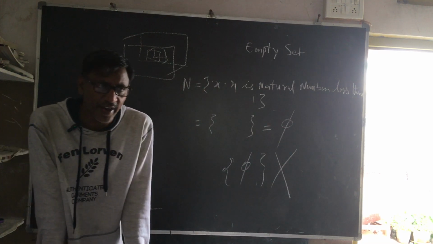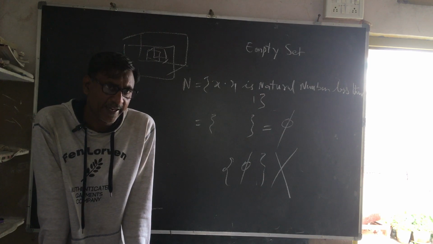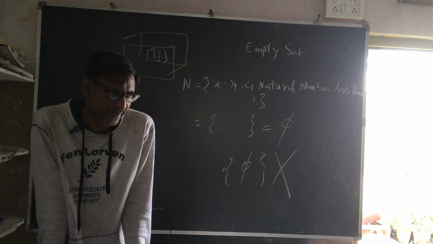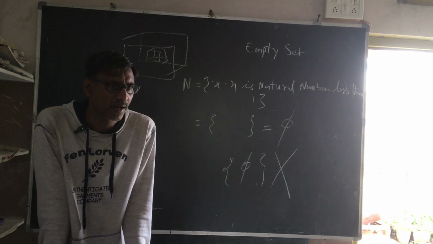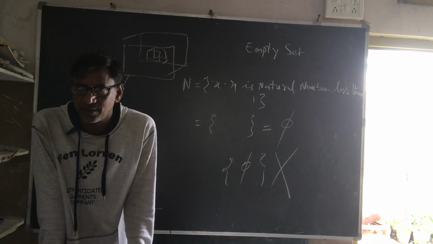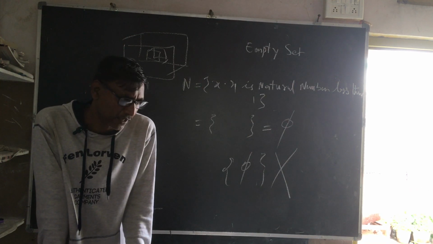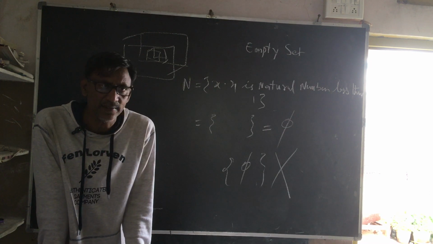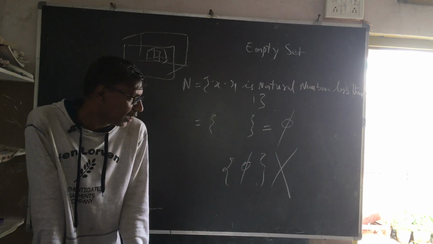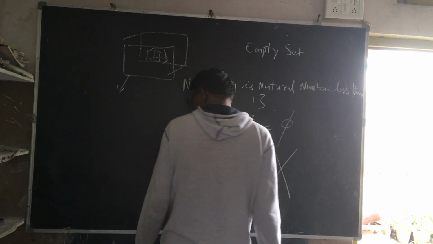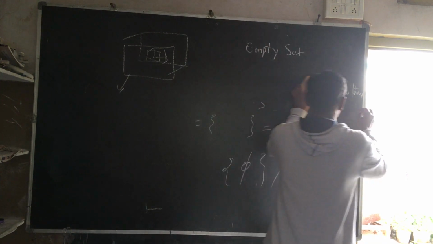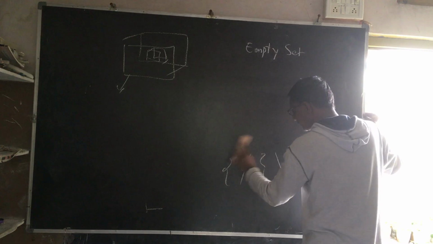Therefore, we have to define the empty set. An empty set is a set in which there is no element. Simply, we can define it like this. Or, an empty set is a set that does not contain any element. Am I clear? Now coming to the second type, the subset.